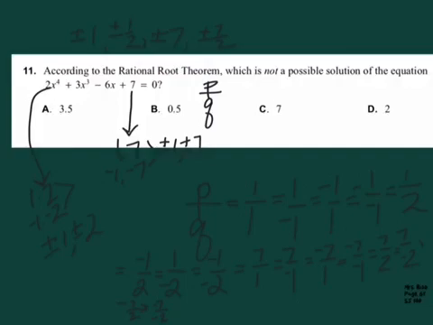I don't have to randomly guess numbers. These are all my possible ones. So let's choose the correct answer down here. Which one is not a possible solution of the equation?